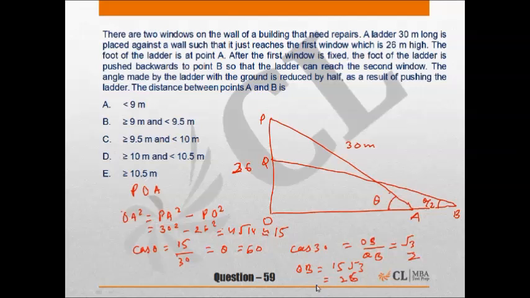So from here AB will be equal to 26 minus 15, which is equal to 11. So the value of the required quantity will be approximately equal to 11, which is in sync with option E. Therefore, it is the required answer.